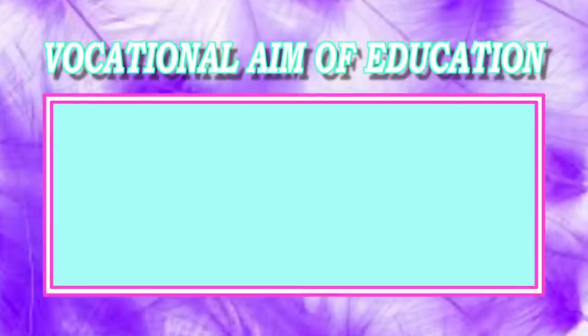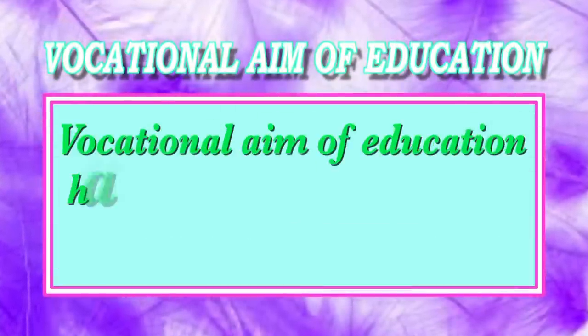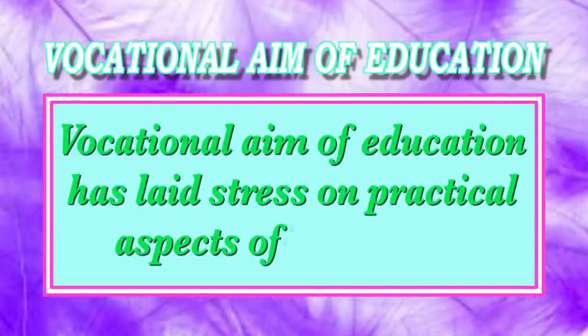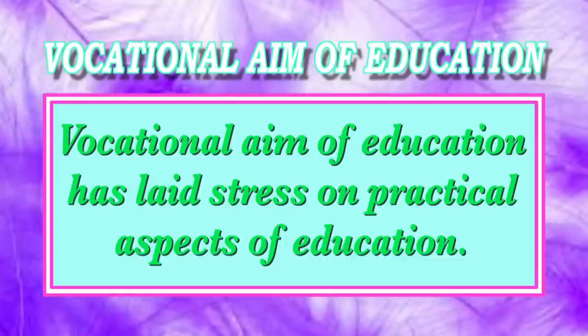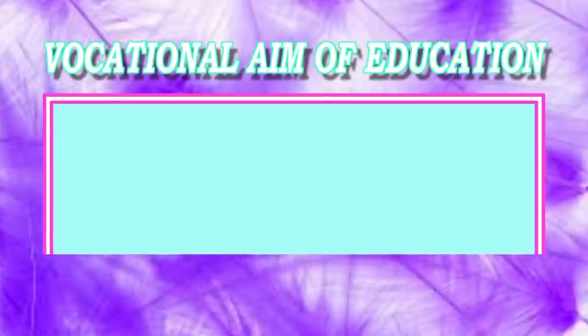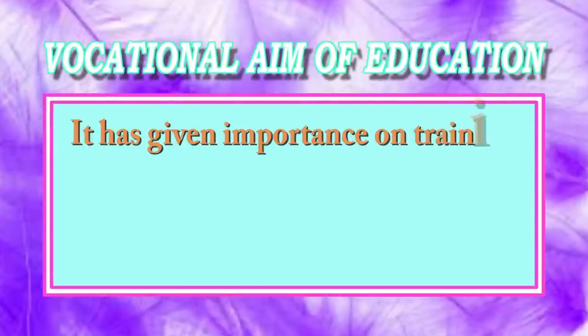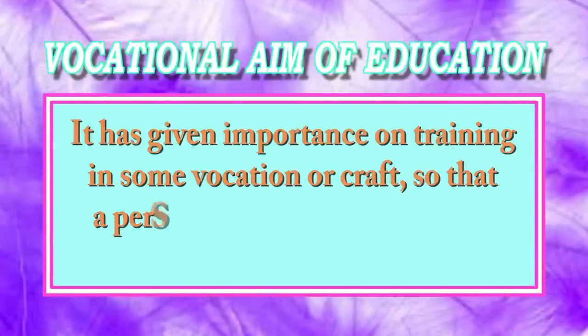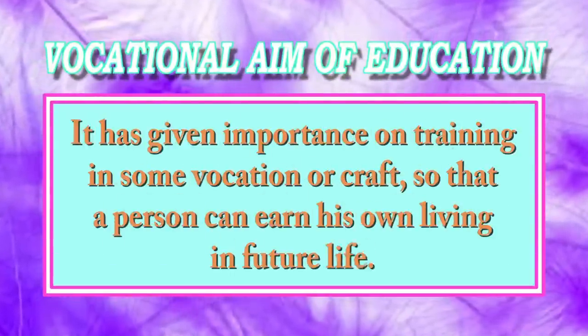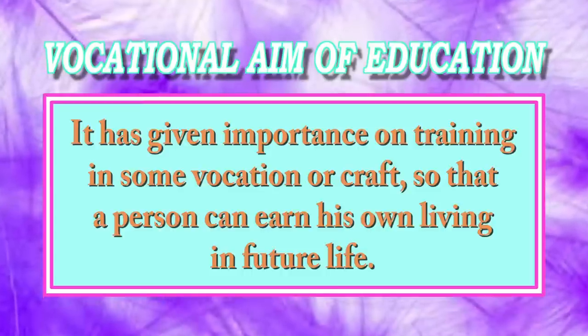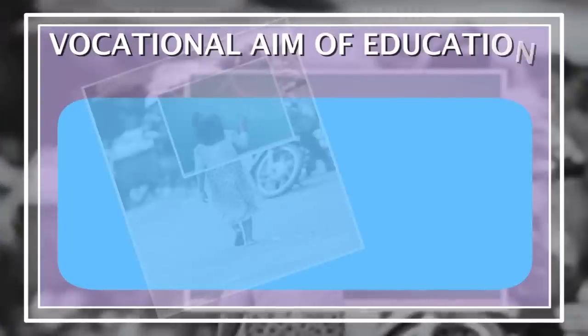This aim of education has laid stress on practical aspects of education. It has given importance to training in some vocation or craft so that a person can earn his own living in future life. Vocational aim is getting importance in the present times due to the following reasons. And what are the reasons?